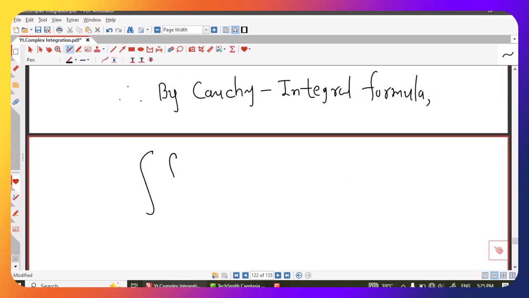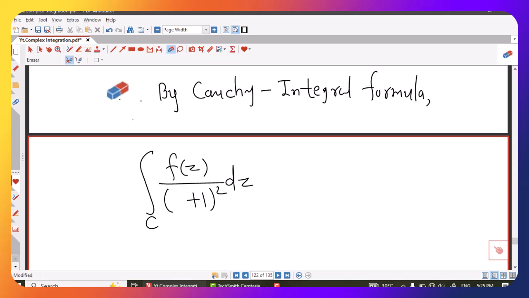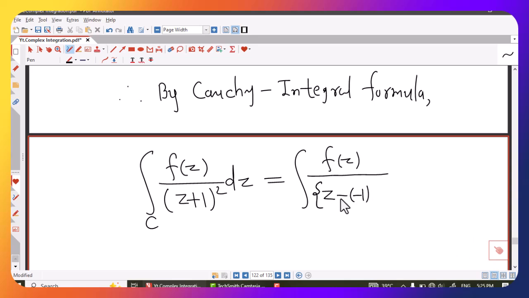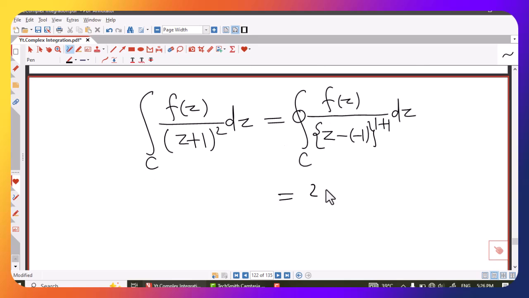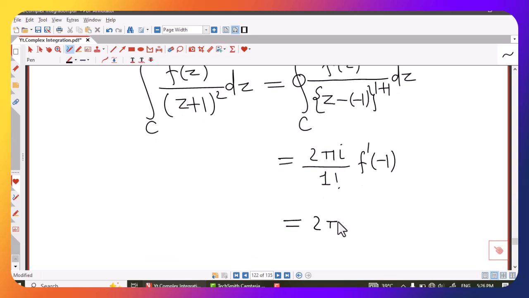Integral of f of z divided by square of (z plus 1) along contour C, I can rewrite again as f of z divided by (z minus (minus 1)) to the power 1 plus 1 dz along this circle, and this is by Cauchy integral formula 2 pi i divided by n factorial, where n is 1 here, and the first derivative of this function f of z at z equal to minus 1, and 1 factorial is 1. Therefore 2 pi i times f dash at minus 1.